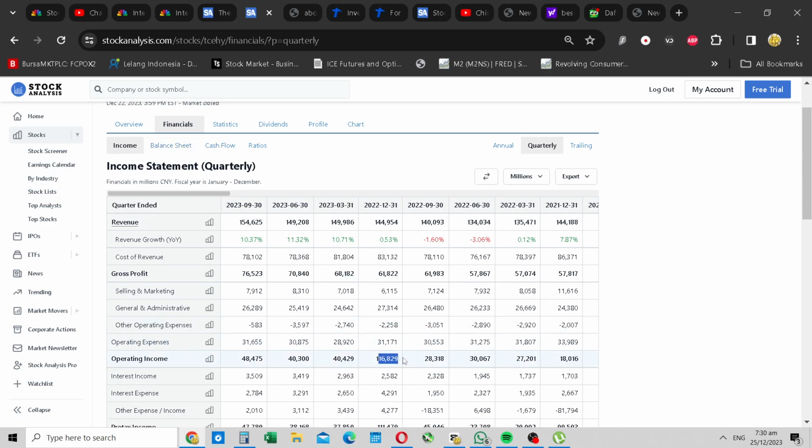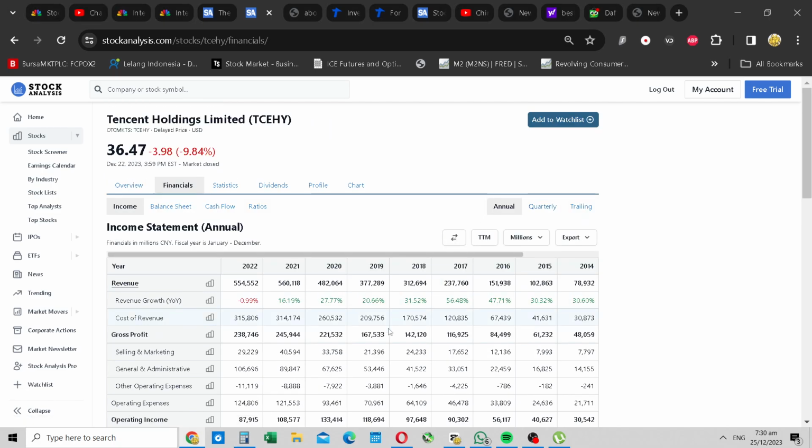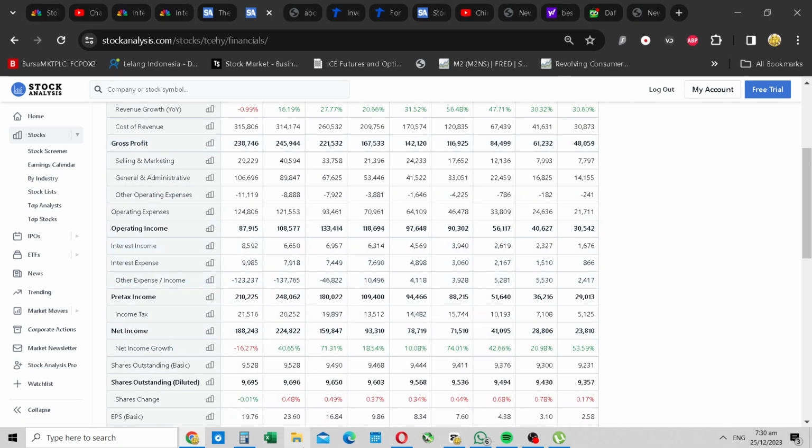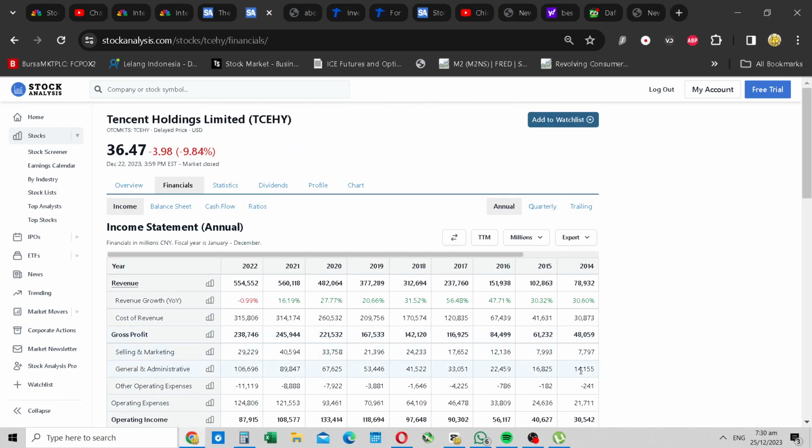I think it's about 40 this one. I think maybe 40 or 35. So 35 plus 40 plus 40 plus 48, maybe 163. But you compare to that one, look at the number 163, bro. This is 87. It's 100% growth. Right. So it was an amazing quarter. This was an amazing quarter.